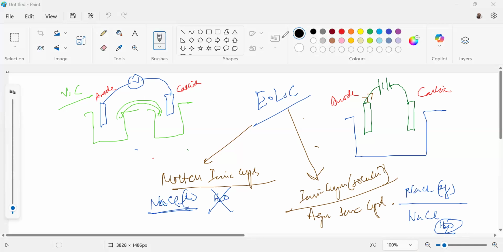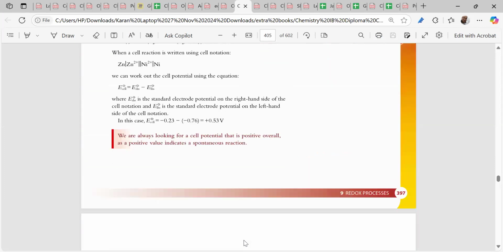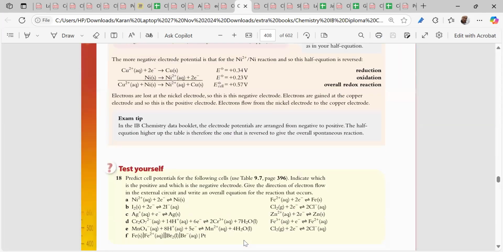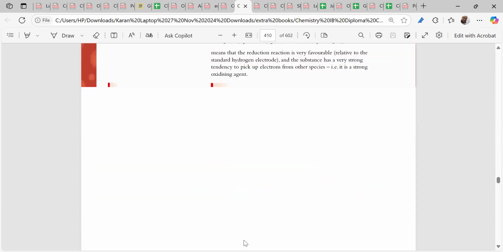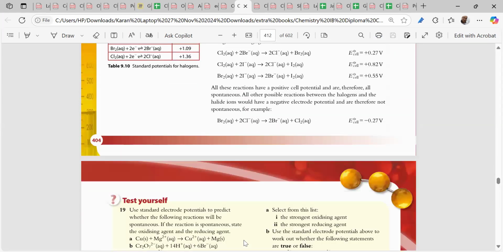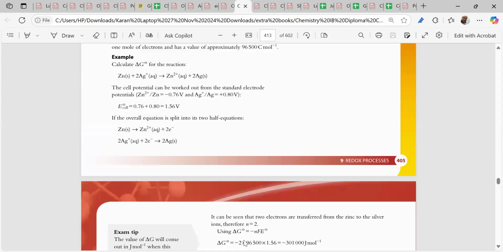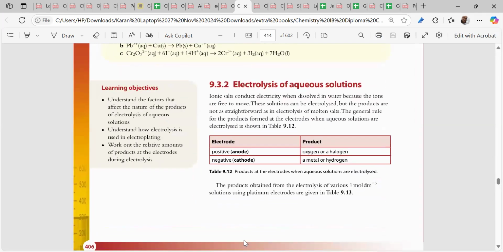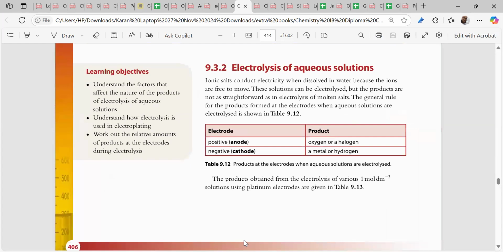Now see the products. My advice: when you are doing the electrolytic cell, don't try to compare with the Voltaic cell. Never ever. Now, when you talk about the electrolytic cell, the products can be predicted. Now this is for aqueous ionic compound.